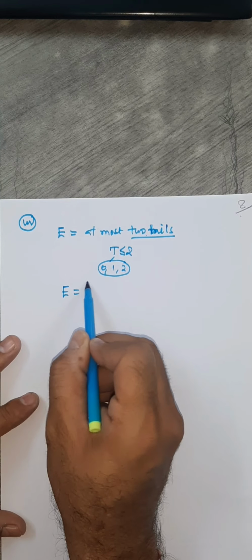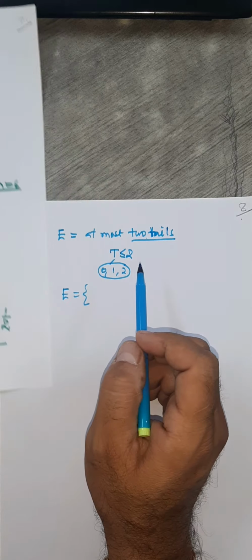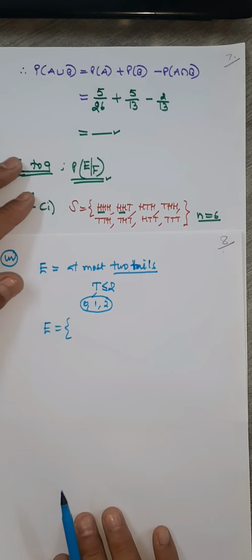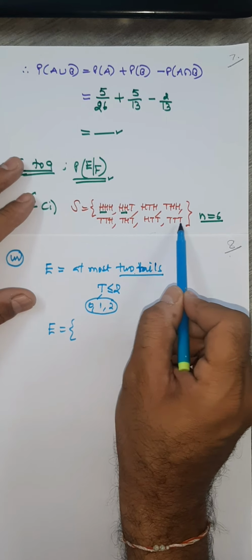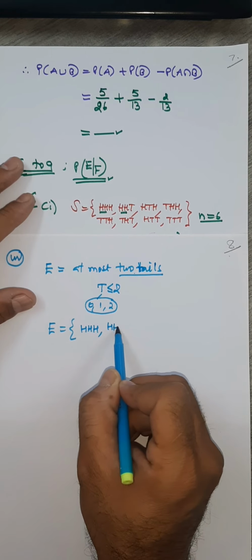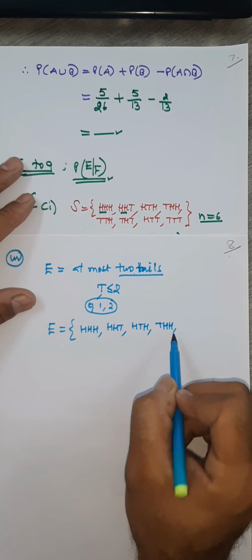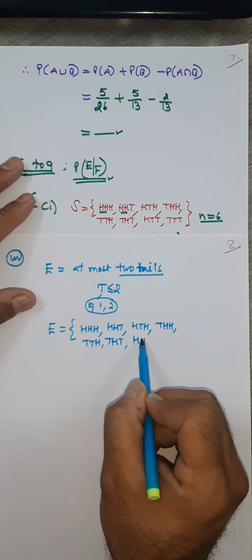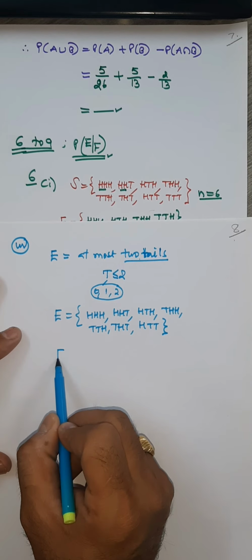So what are the favorable outcomes? At most 2 tails means maximum 2 tails. So I'm just concentrating here. From this, all these outcomes will be there. This will not be there. So HHH, no tails. HHT, 1 tail. HTH, 1 tail. THH, 1 tail. TTH, 2 tails. THT, 2 tails. HTT, 2 tails. 7 outcomes. Fine. Now F.